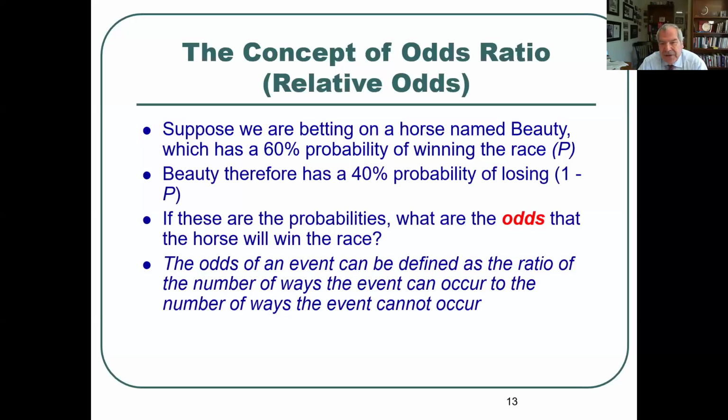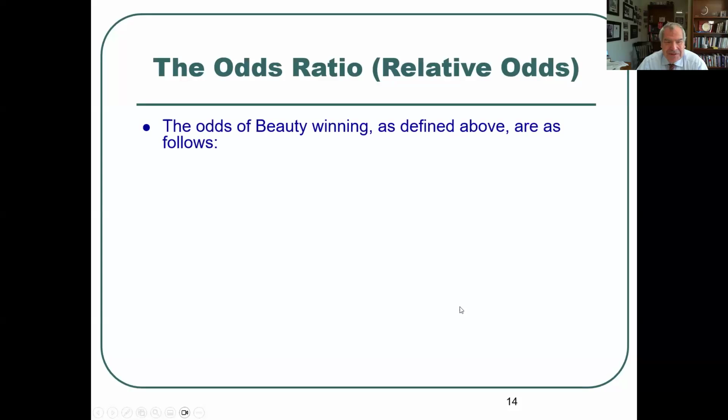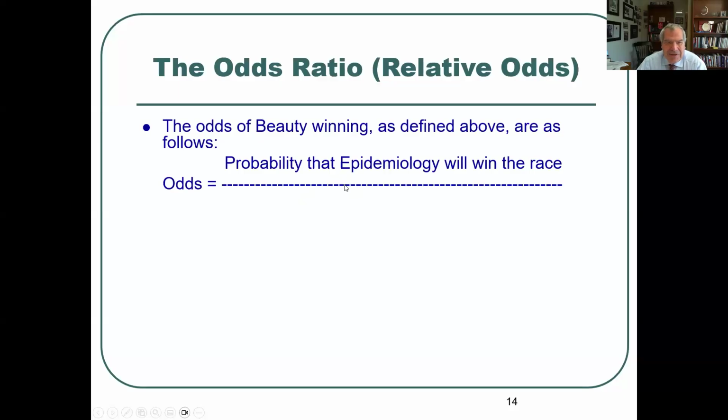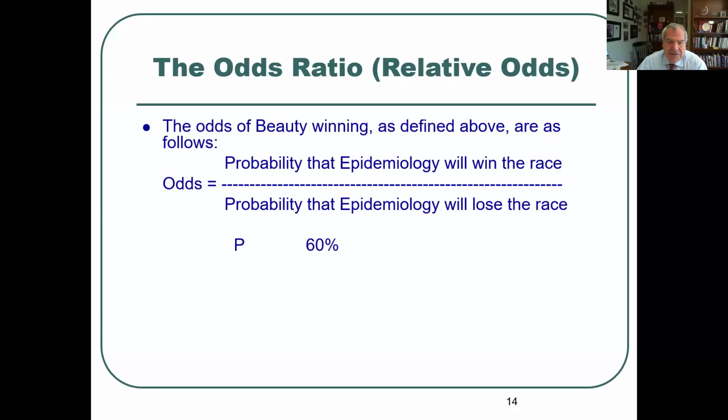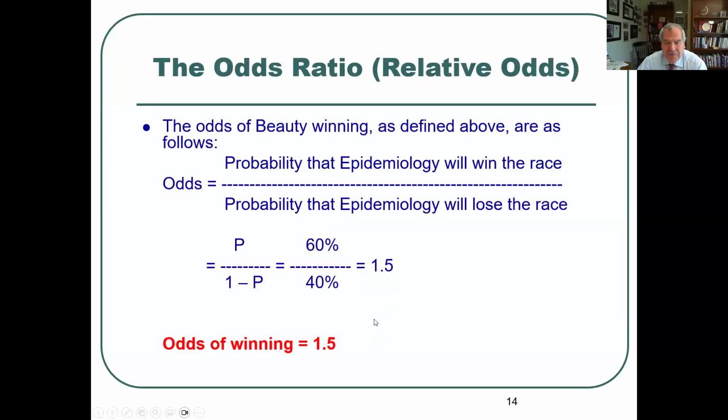Again, the odds of an event are defined as the ratio of the number of ways the event can occur to the number of ways that the event cannot occur. It's a little formula there, but this gets a little bit simpler. The odds of Beauty winning the race are defined above: the probability that Beauty will win the race divided by the probability that Beauty will lose the race. 60% to win, 40% to lose, and we come up with the odds being 1.5. Basically, the odds of winning the race are 1.5.